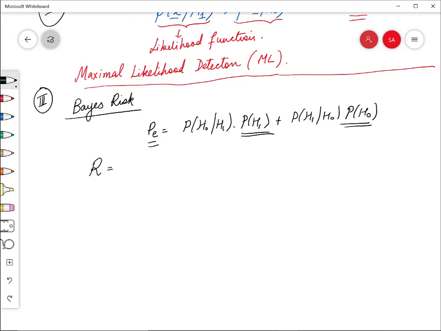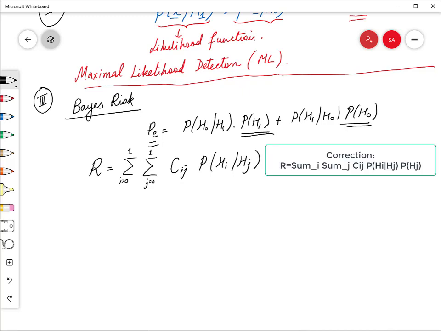let me call it R, which is a summation over all the possible outcomes. So I goes from 0 to 1, j goes from 0 to 1. Then there is some cost associated with each of these decisions times the probability that I decide hi given hj. So this is my Bayes risk function, and let me explain it better.